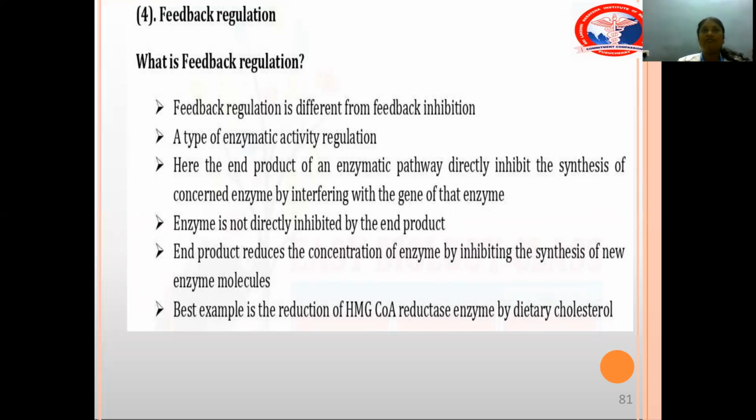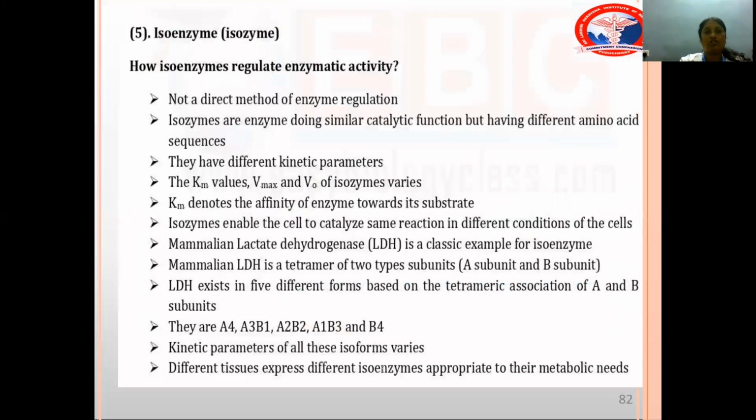In feedback inhibition, the action is at the level of the metabolic pathway. Here, the end product inhibits gene transcription at the genetic level. So the enzyme is not directly inhibited by the end product. Rather, the enzyme is inhibited from being synthesized anew, so we will not have the new enzyme for the metabolic pathway to happen. The best example of this feedback regulation is the production of HMG CoA reductase enzyme regulated by dietary cholesterol.